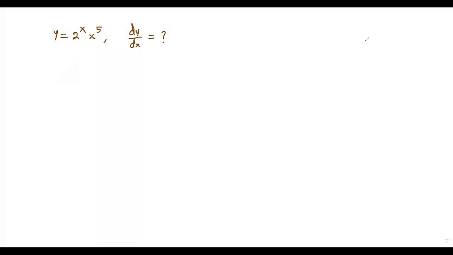Here we have a problem on derivative. That is, we have to find the derivative of this function with respect to x. Here on the left side, we have y. If I find the derivative of this y with respect to x, I'll be getting dy over dx. So how do we find the derivative of the stuff on the right side?